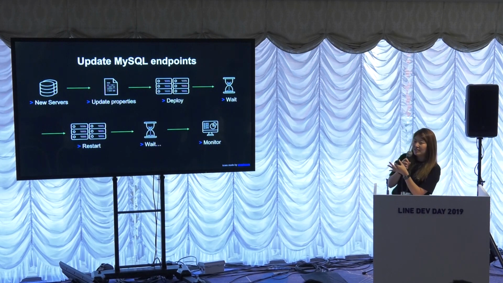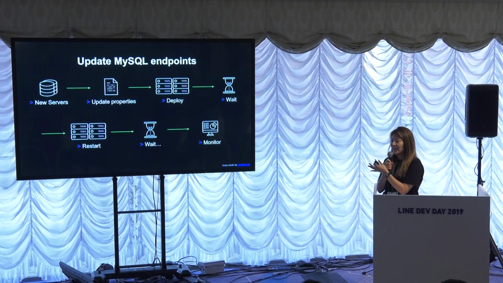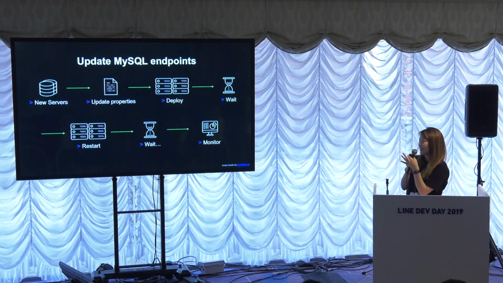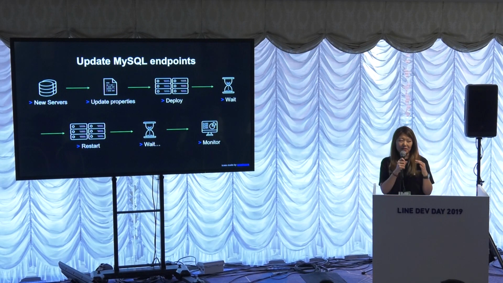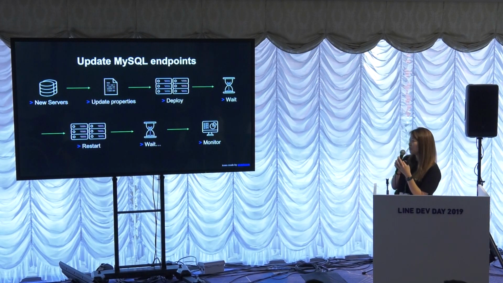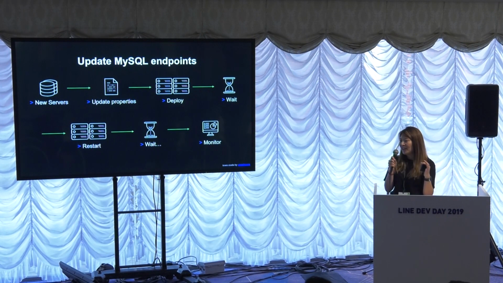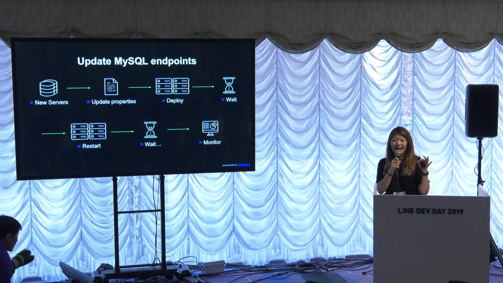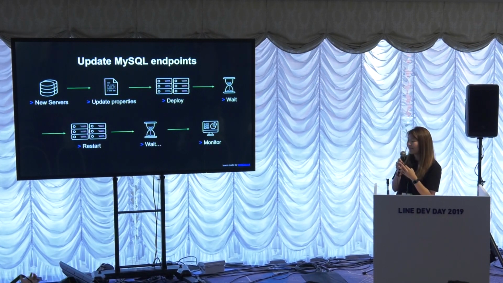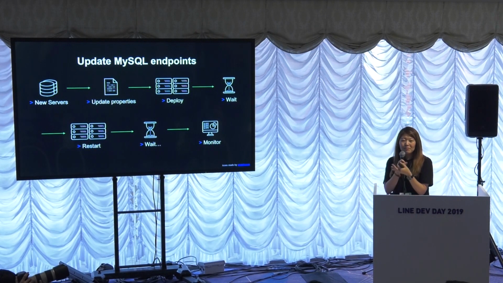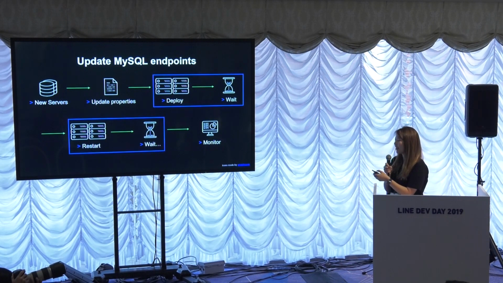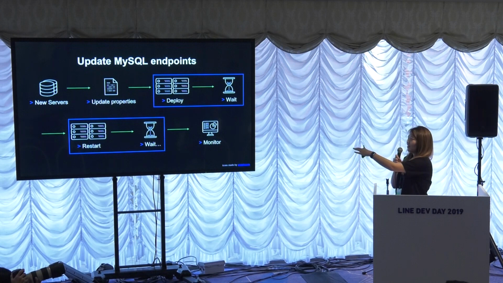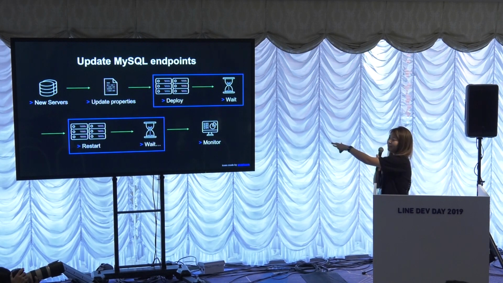This slide shows the several steps we have to do for these operations. First, prepare new databases, update the new endpoints in the properties, deploy to the API servers, and then wait. Of course, you can do the next step of restarting concurrently. However, it does not change that you have to wait until all API servers have finished restarting. After all the steps, you can monitor whether the new configuration works as you expected or not. As this shows, there are several duplicated steps: wait and wait.